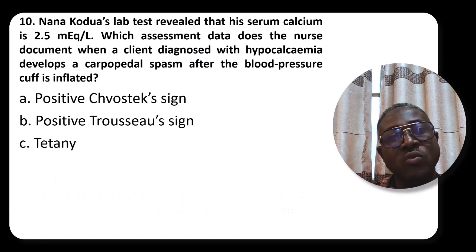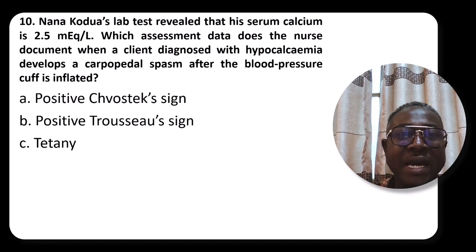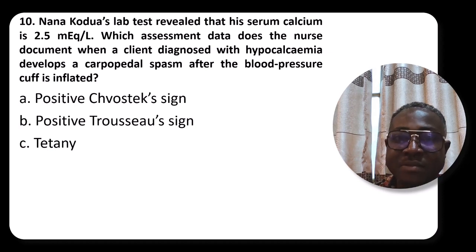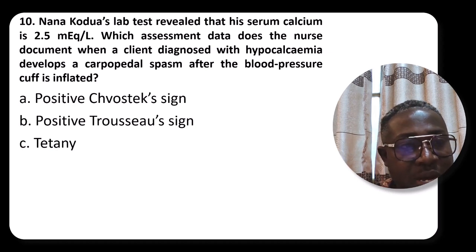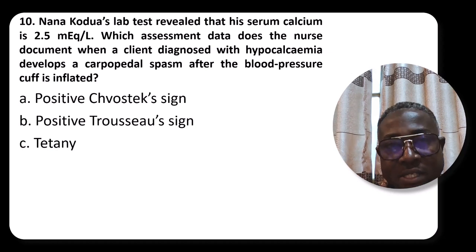Now, we are going to apply what we just did in question 9 here. Nana Kodria's lab test revealed that his serum calcium is 2.5 milliequivalents per liter. Which assessment data does the nurse document when a client diagnosed with hypocalcemia develops a carpopedal spasm after the blood pressure cuff is inflated? The possible answers here: A, positive Chvostek sign; B, positive Trousseau sign; and C, tetany.